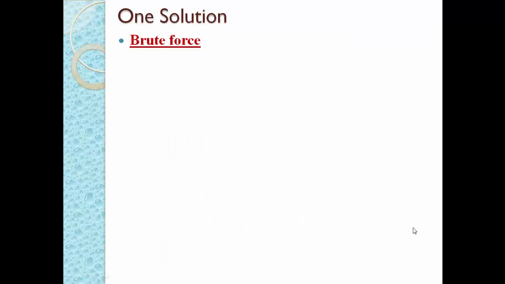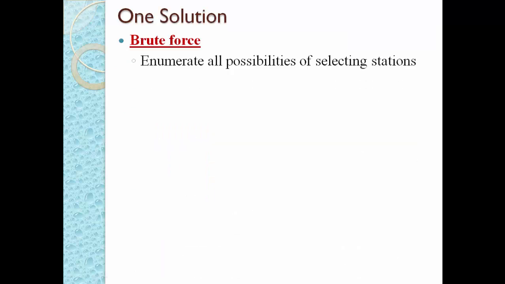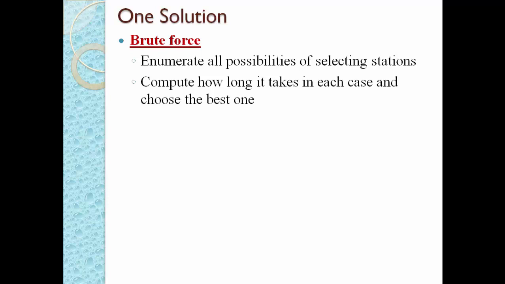First one is the brute force method. In the brute force method, we enumerate all the possibilities of selecting stations. Then we compute how long it takes in each case and choose the best one. As we know, at every station we have two options. Either we can choose line number 1 or line number 2. So we have to check all the possibilities, and at the end we have to identify which possible path requires the least amount of time.